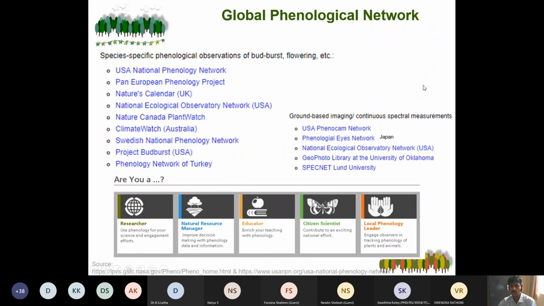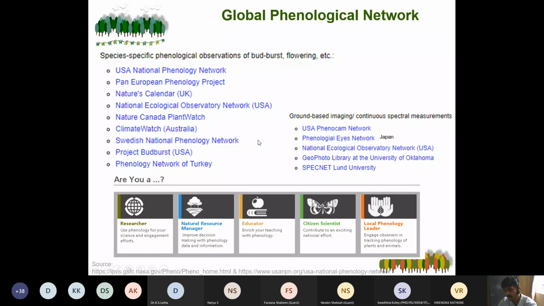Globally, there are huge phenological networks. Most developed countries have the PhenoCam network. For example, the PhenoCam network and the Phenological Eye Network in Japan, right? There is also the Pan-European Phenology project, and in the UK they have Nature's Calendar. You go and search Nature's Calendar. It's crowdsource based, and people are using it. Canada has Plant Watch. Australia has Climate Watch. There is even leaf fall data information also being collected. Even Turkey has a phenology network, right?